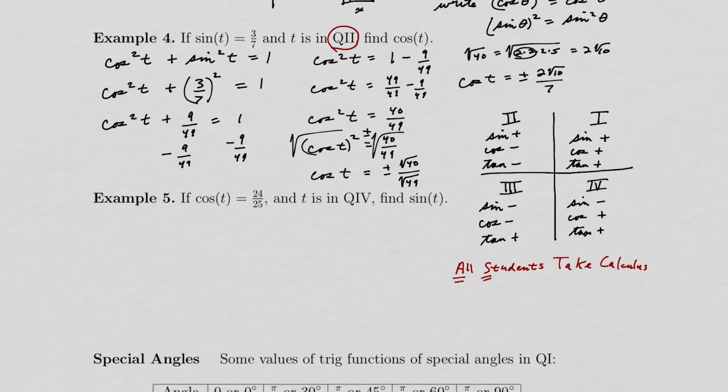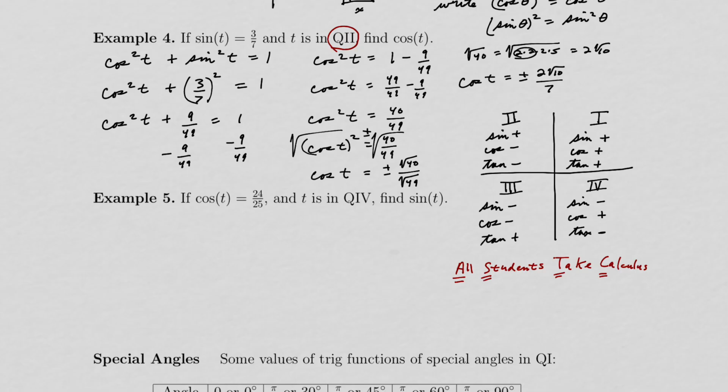In quadrant 3, the tangent is positive. The other two are negative. And in quadrant 4, the cosine is positive and the other two are negative. So I think I have an error here. Hold on. Yeah, this tangent should be negative here, right? Because it's y divided by x. And the y is negative, the x is positive. So in quadrant 4, cosine is positive, tangent is negative.